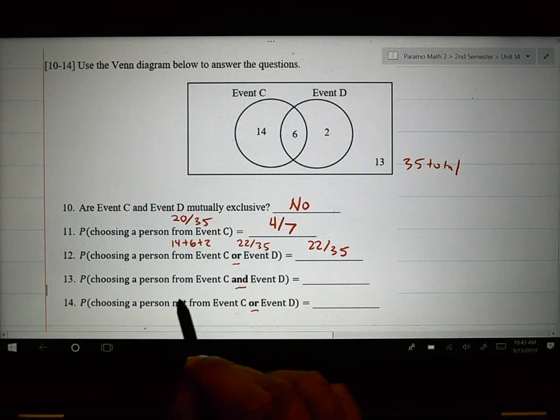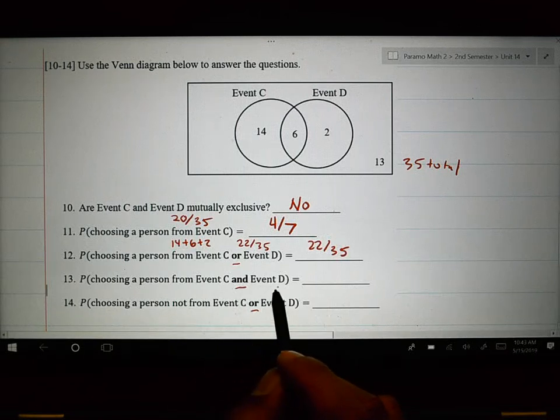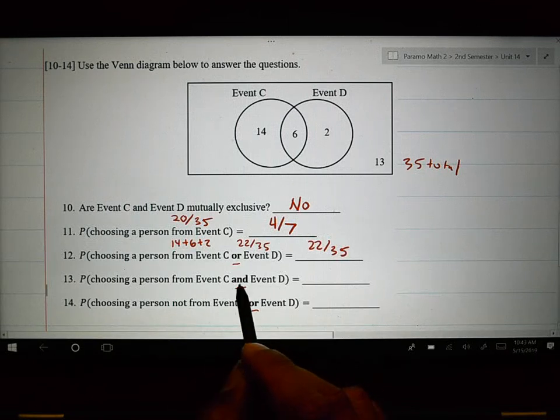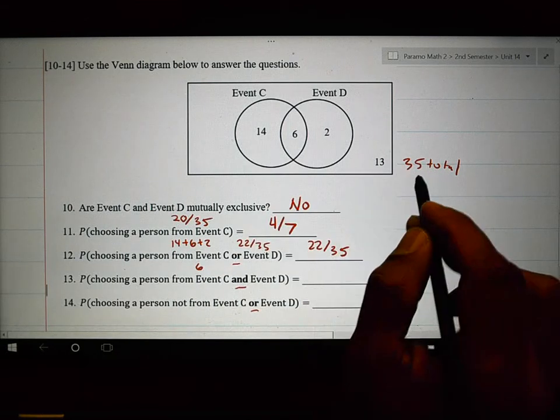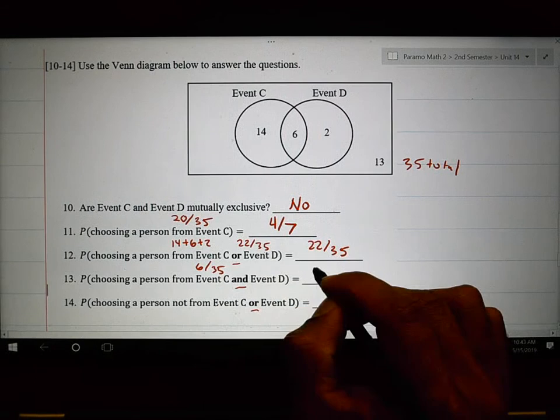Choosing a person from event C and event D. They have to be in both. And means both. 6 is both. 6 out of what? Out of the total. That doesn't reduce.